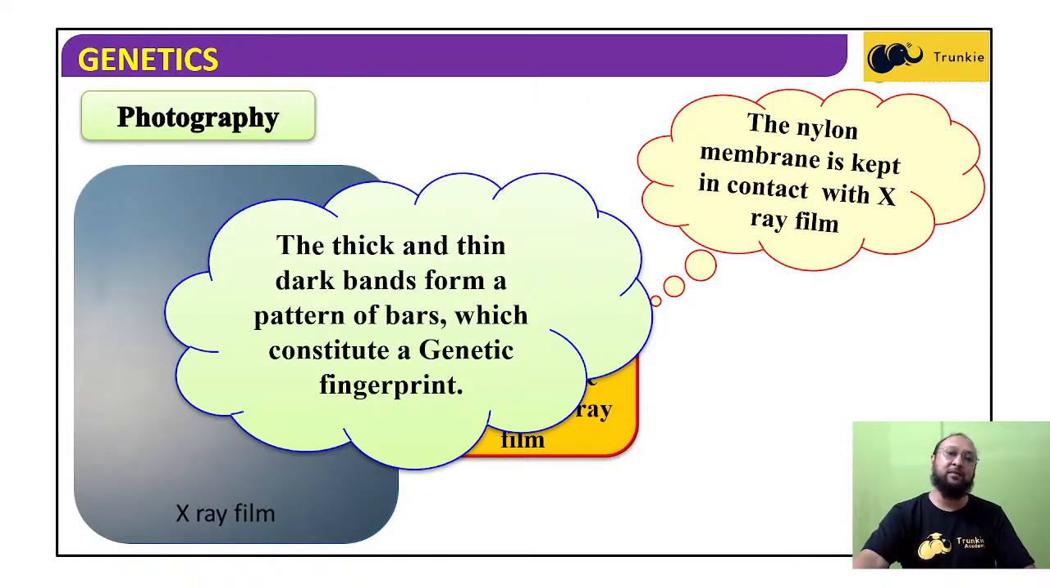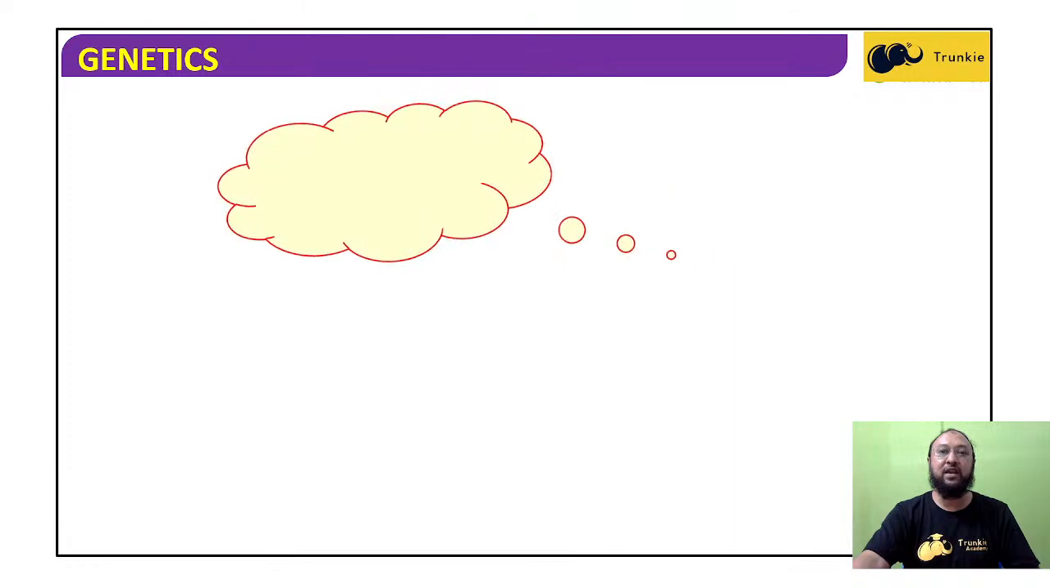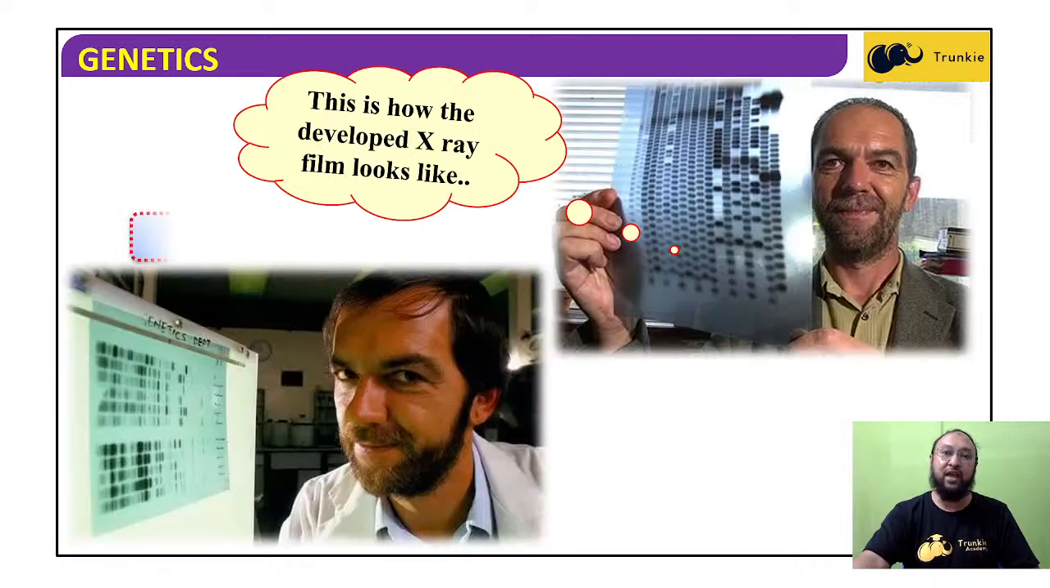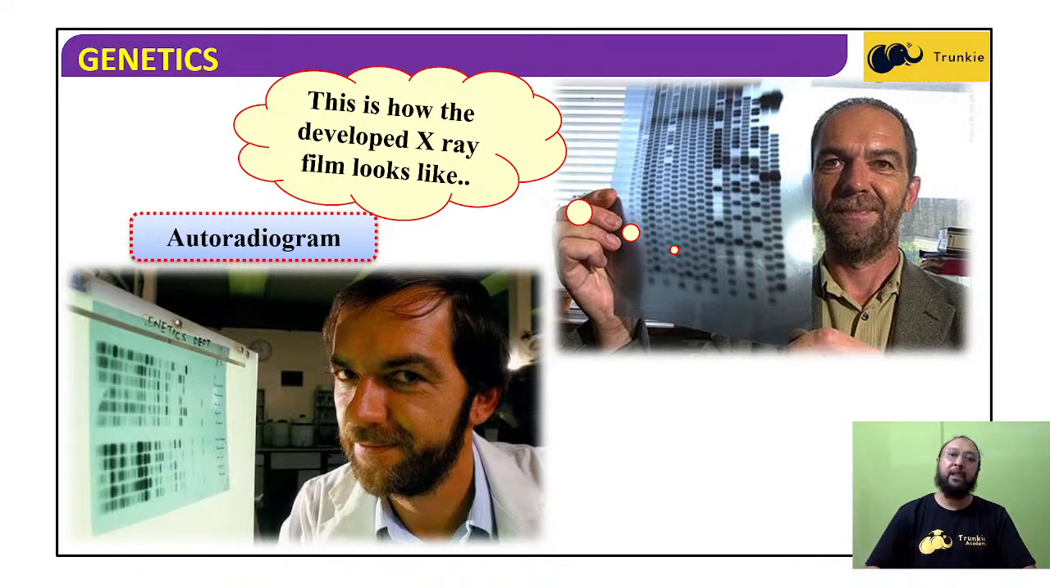The thick and thin dark bands form a pattern of bars which constitute a genetic fingerprint. Now this will be ready for matching. This is how the developed X-ray films look like. Like here. So this is called an autoradiogram.